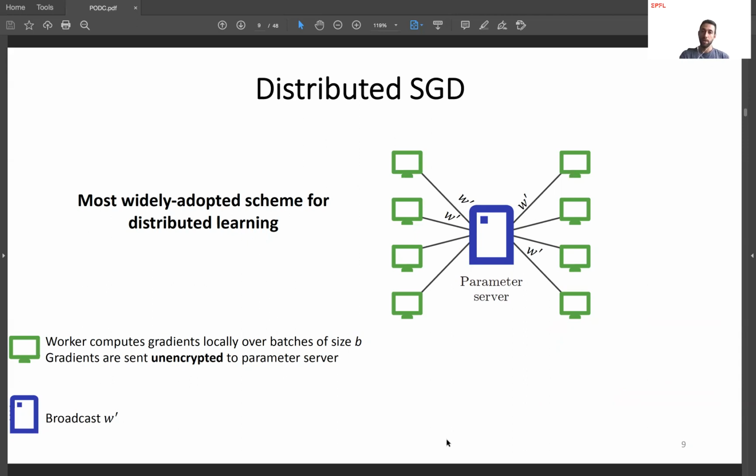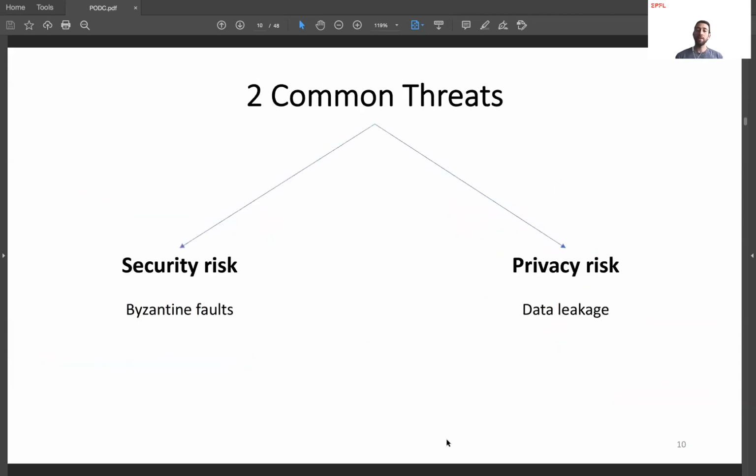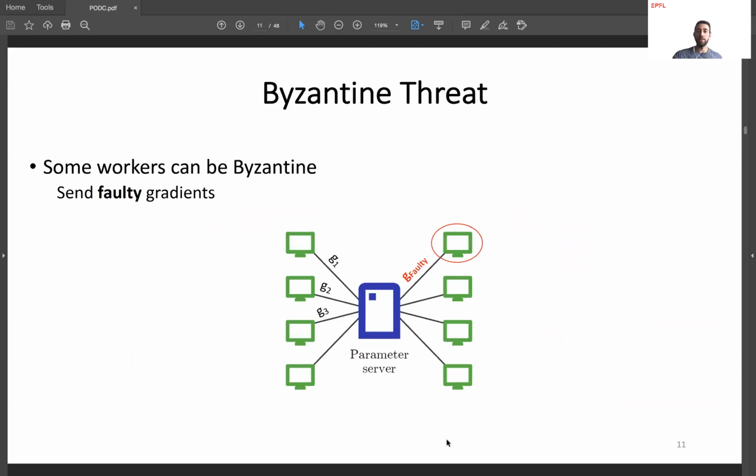Now, in what I just presented, we can clearly identify two very common threats, a security risk and a privacy risk. Let's start with the security risk, and we call it the Byzantine threat. So in everything I just explained so far, there was this implicit assumption that all workers are correct and they will be sending correct estimates of the gradient.